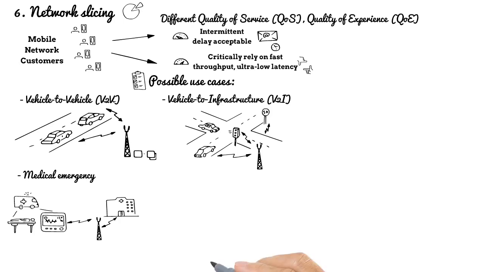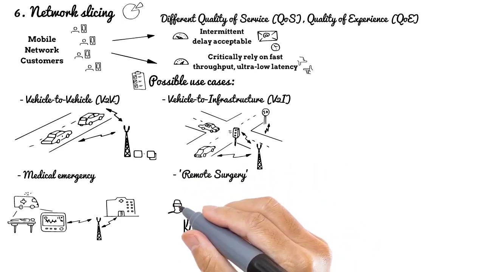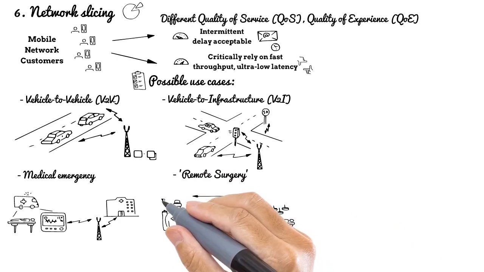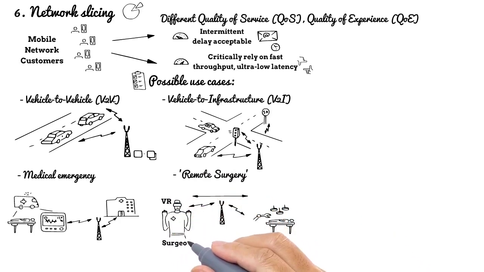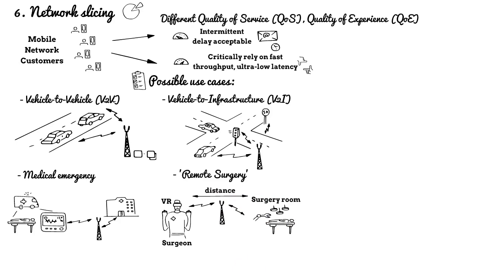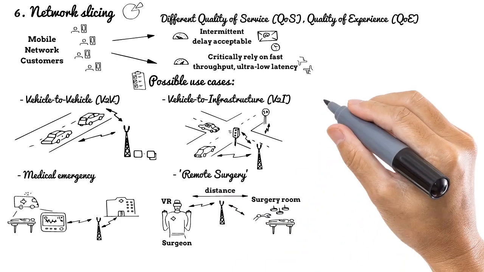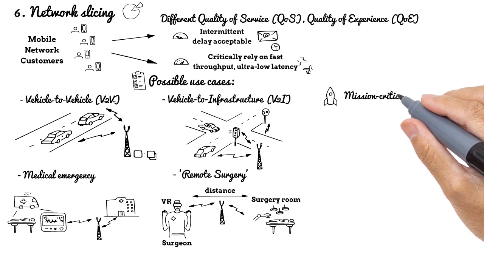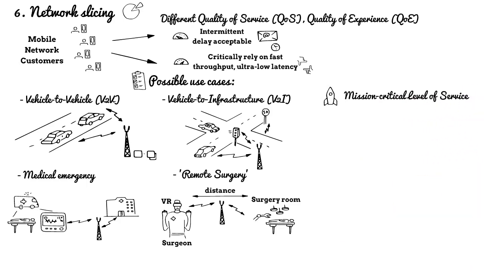Or even a futuristic case, like remote surgery, when virtual reality techniques could allow a surgeon to work remotely, constantly receiving video from the surgical room and sending signals from sensors reading his arm's movement to robotic arms in the surgical room. These are all services which require different mission-critical levels of service to be provided for mobile devices involved in communication.